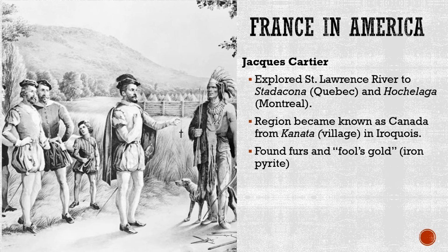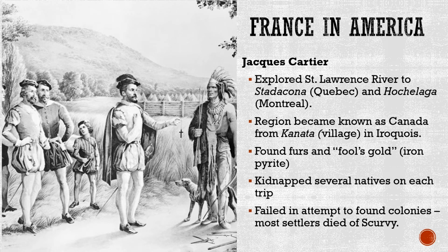Jacques Cartier wasn't really the best diplomat, let's just say that. On every voyage that he made, he generally kidnapped a few indigenous people and took them against their will back to the New World. So he wasn't really making a good effort to establish friendly relations with the indigenous people. He did try to set up the very first French colonies in what would one day be Quebec City. However, it was a massive failure. The settlers did not survive through the winter. Most of them died of scurvy, and the whole settlement was completely abandoned.